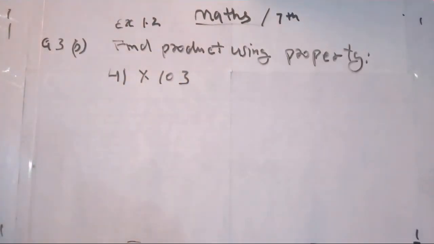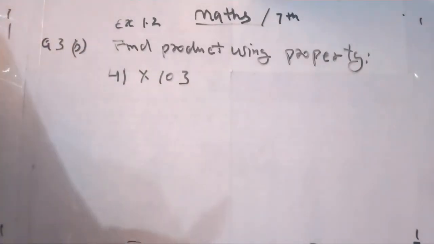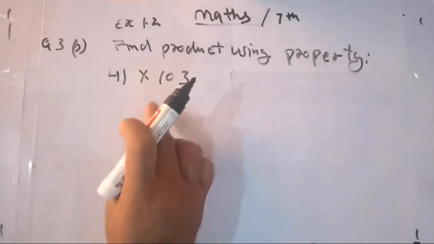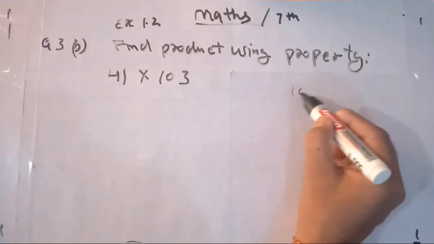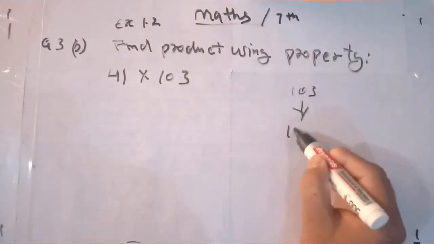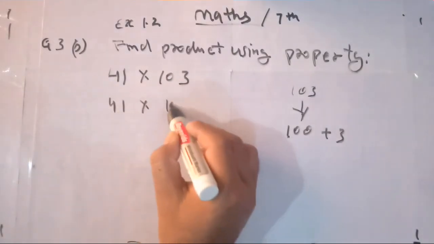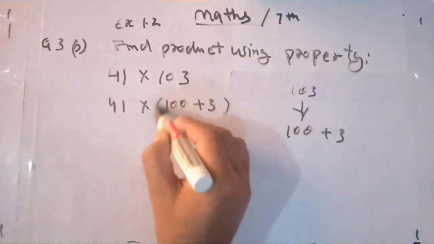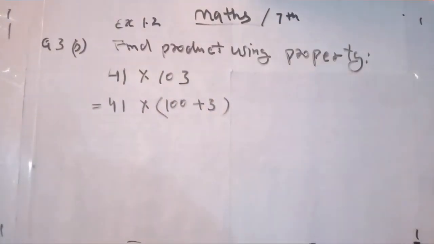So beta, we have different properties here. First is closure property, second is associative property, third is multiplicative identity, property of 0, distributive property, and you have many properties here. Beta, I am using the distributive property here. So for the distributive property I have to divide 103 into 2 parts. So 103 can be written in the form of 100 plus 3. So I will write 41 into 100 plus 3.